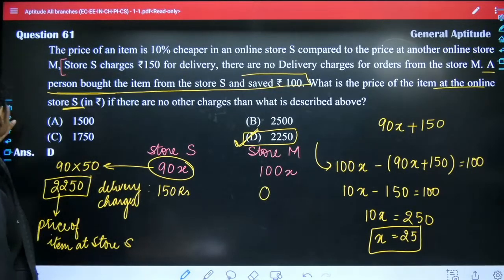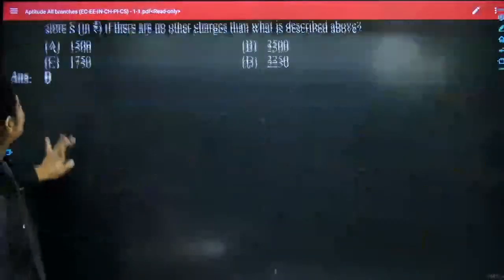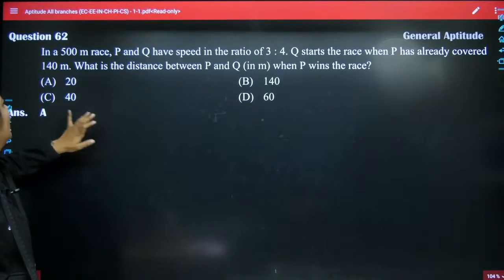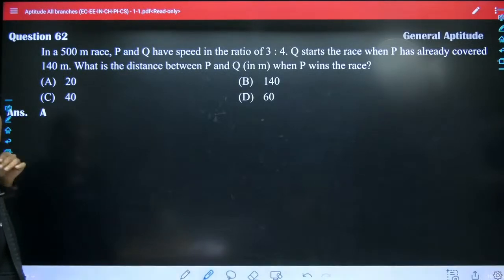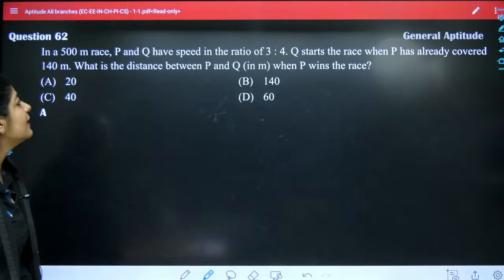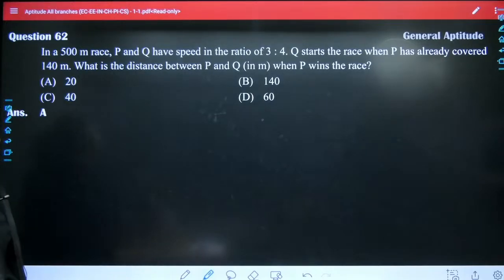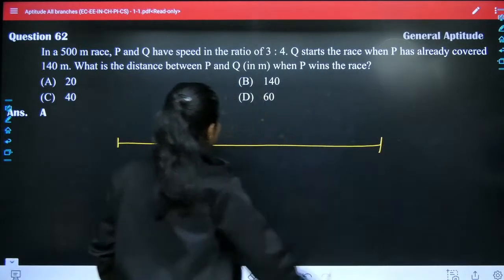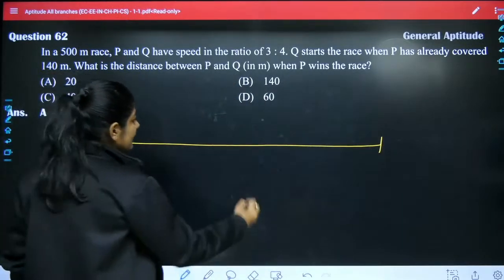Now let's move to the next question which we have from the concept of time and distance. Basically this is a question from time and distance. Here it is given that in a 500-meter race, so let's take an example. Here this is a 500-meter race.